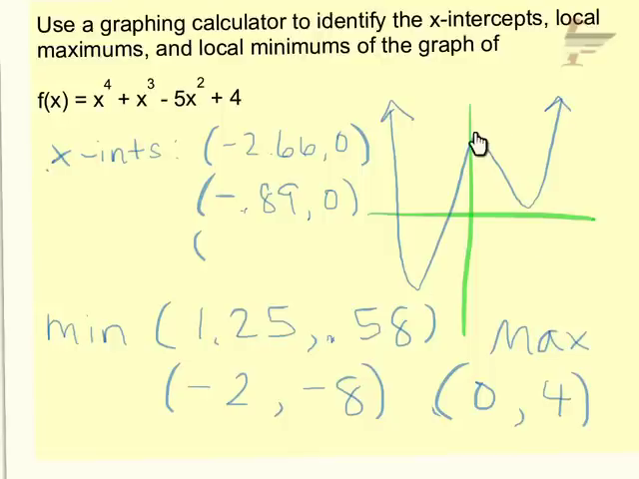So you have 2 mins, 1 max, and 2 x-intercepts. So that means the other two solutions are just not x-intercepts. Again, if you're not getting these, please, please, please let me know.